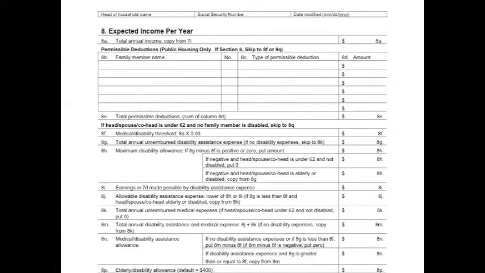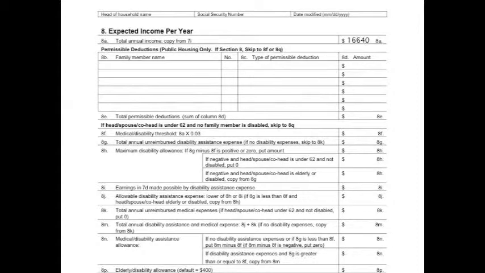His total annual income for line 8A is $16,640. This includes employment income of $10,640 that we're going to need to calculate his disability expense. Billy needs a hearing device for work that's going to cost him $380.